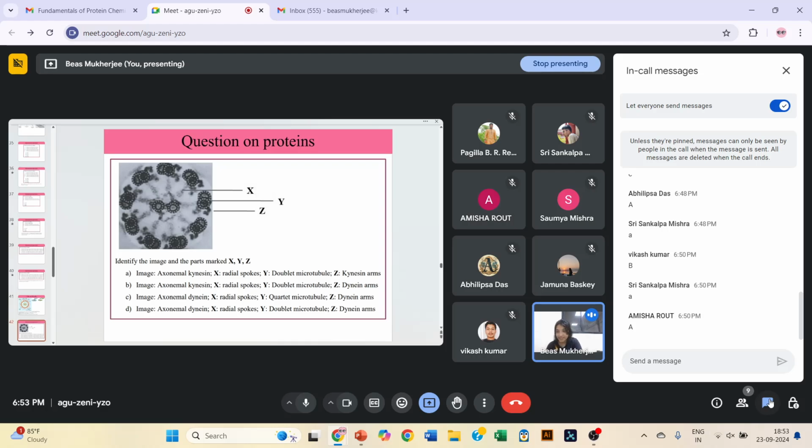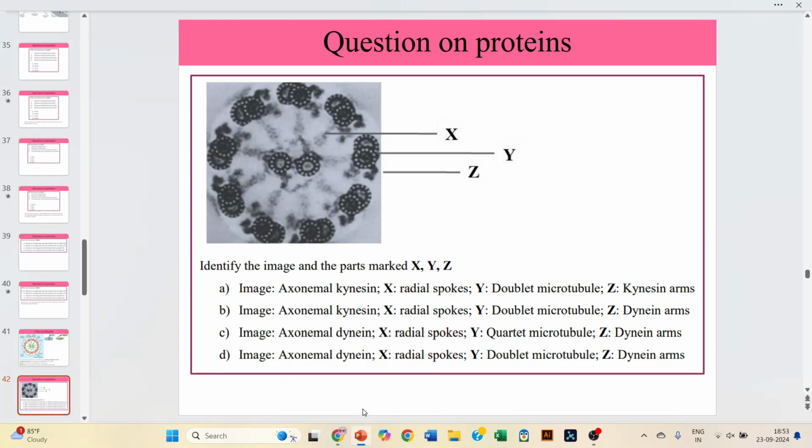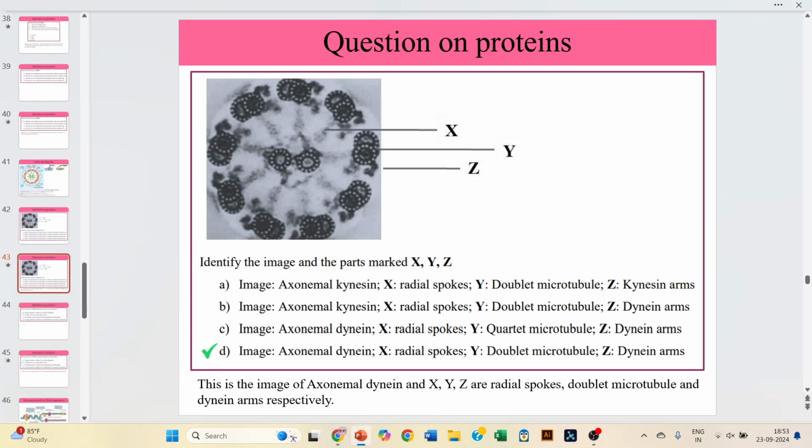Okay, you're saying that it is... Acha, no, you haven't answered. Okay, I'm getting D and A as answers. Okay, let's see. So D is the right answer. This is the image of an axonemal dynein. X, Y, and Z are radial spokes.